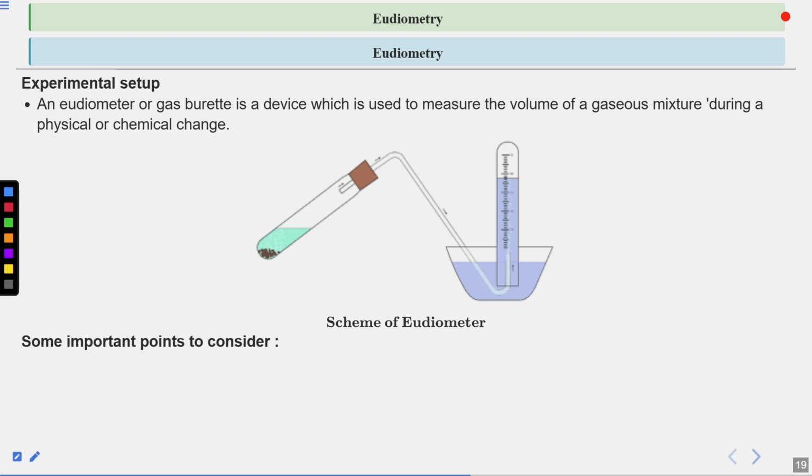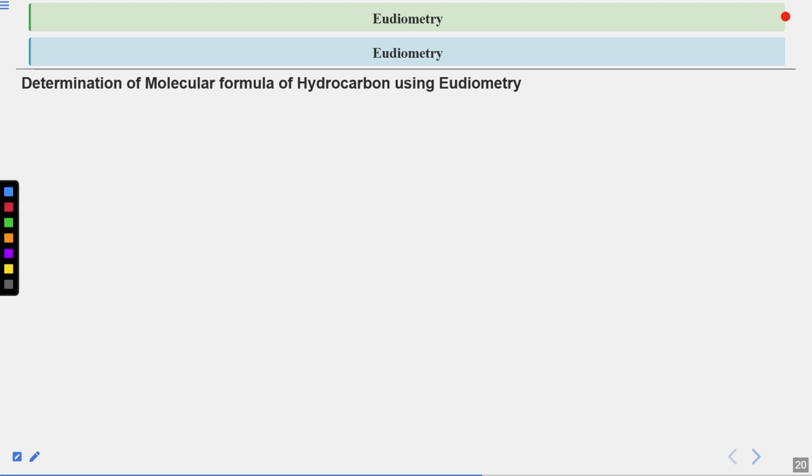There are some important points which must be considered. First of all, the reaction always occurs at room temperature, and H2O is liquid and N2 is inert. As I said, our only agenda in this eudiometry method is to determine the molecular formula of the hydrocarbon. Now just listen carefully from here. There are 3 steps to solve this type of question.